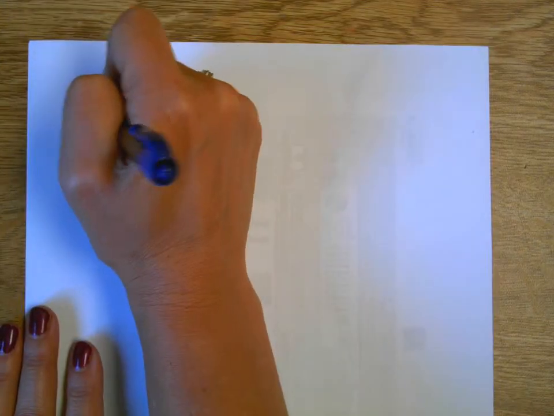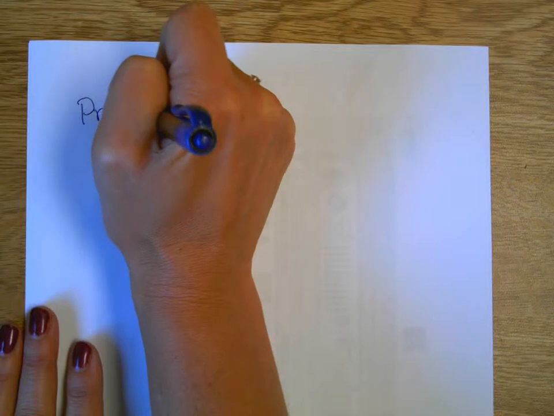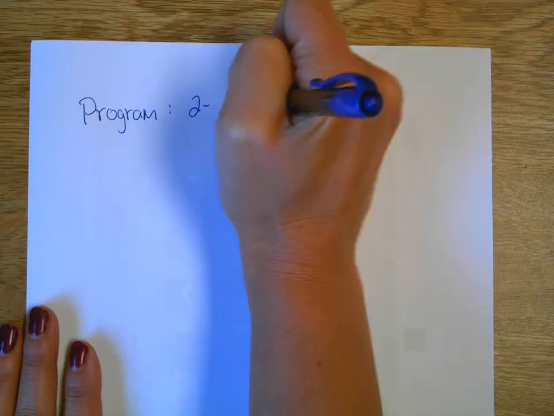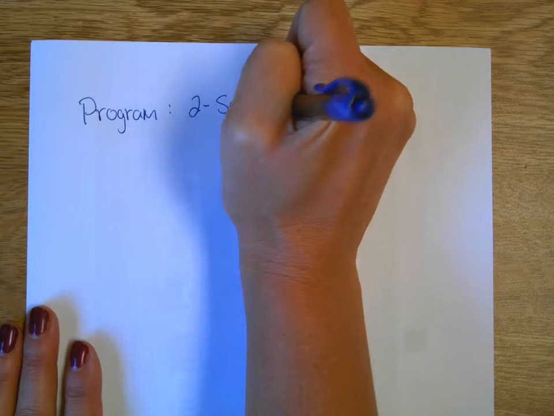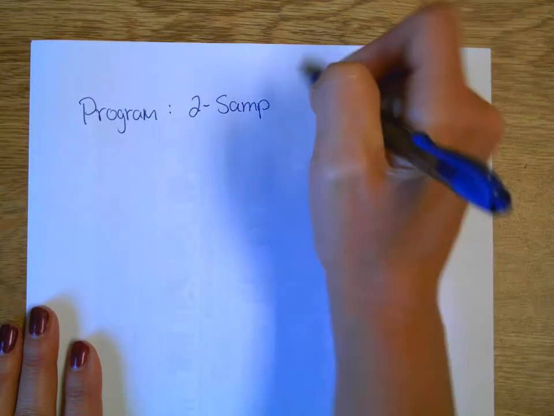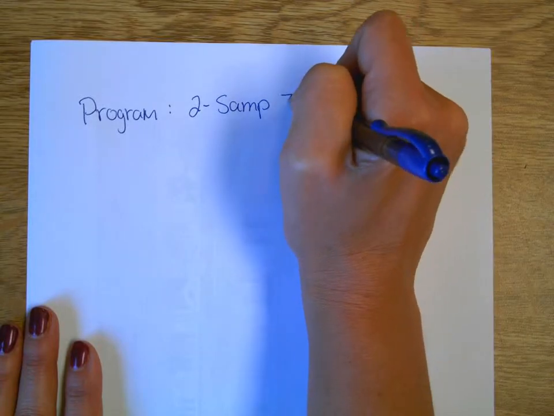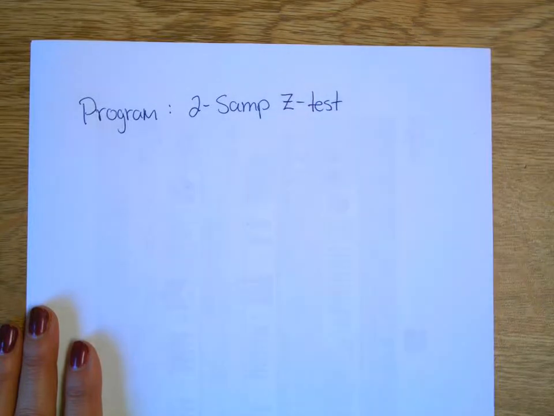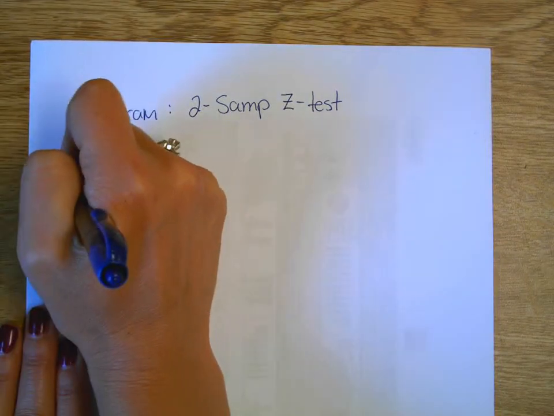Okay, the program for this section is called a 2-SampZTest, because we're working with two samples. Wait, how do you get to this program? It's a z-test. 2-SampZTest.